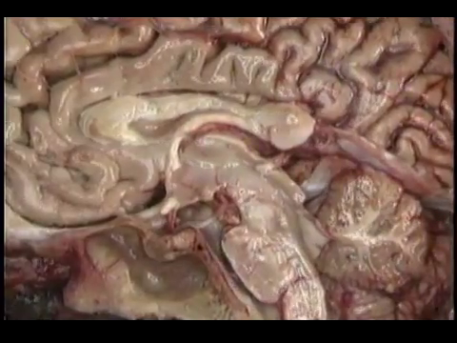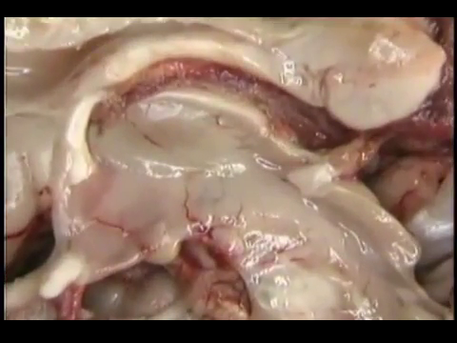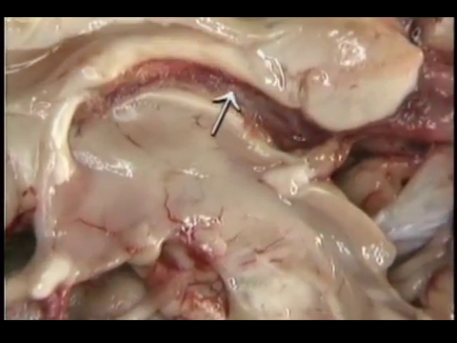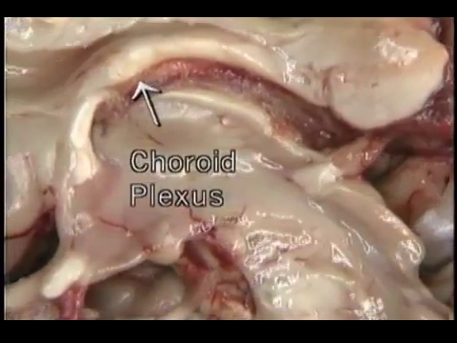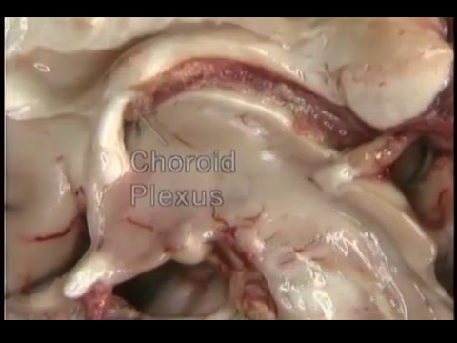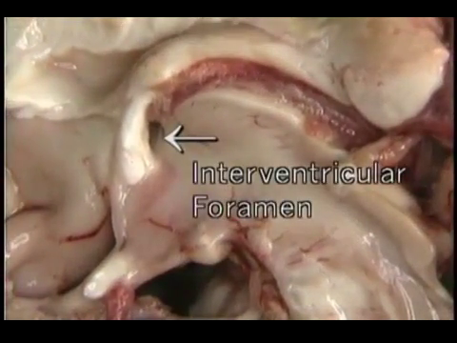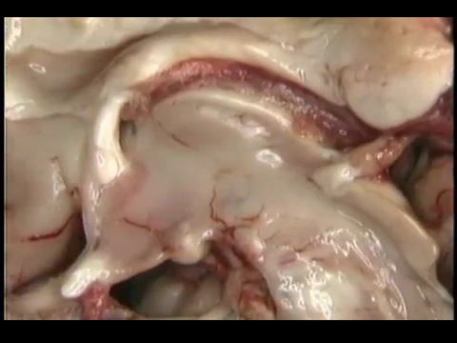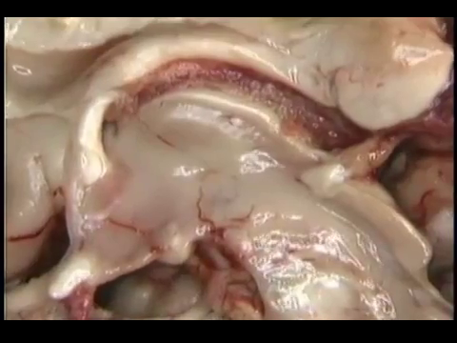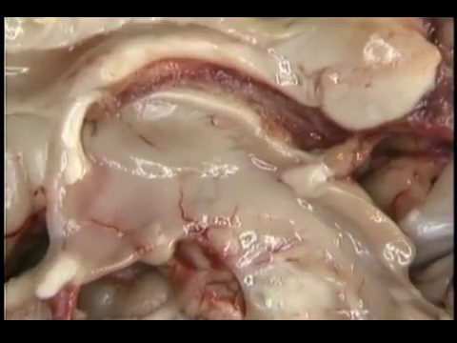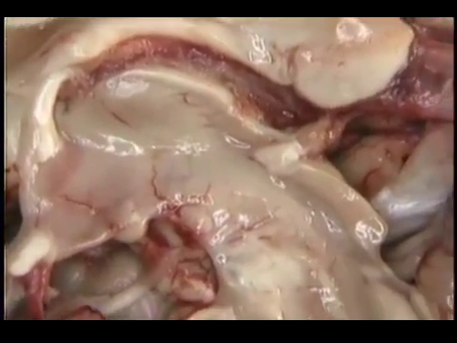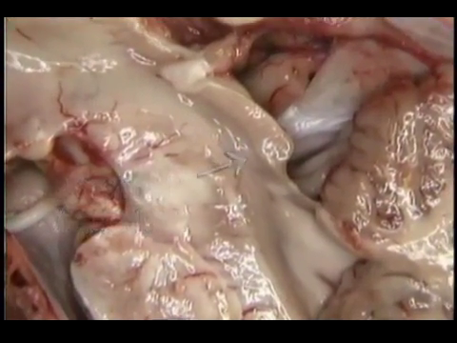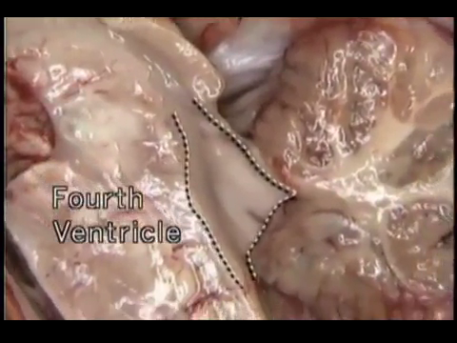Here's a midline section through the third ventricle. Here's the third ventricle. This strand of vascular tissue in the roof of the ventricle is the choroid plexus, which produces cerebrospinal fluid. Here's the interventricular foramen opening into the lateral ventricle. The choroid plexus passes through the foramen and continues into the lateral ventricle. The cerebrospinal fluid that's formed in the lateral and third ventricles passes through this narrow passage, the cerebral aqueduct, and into the fourth ventricle.